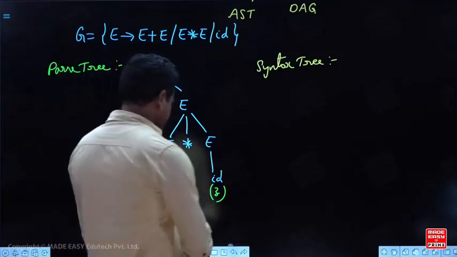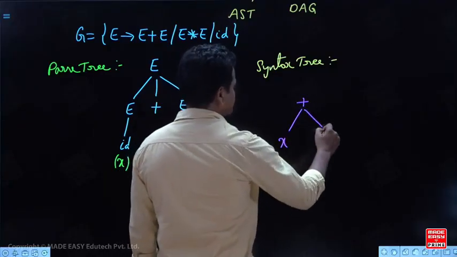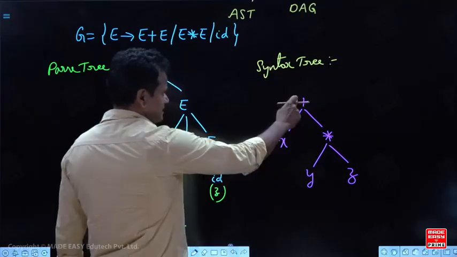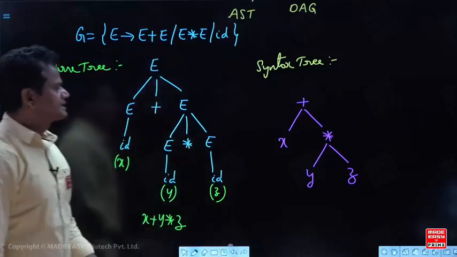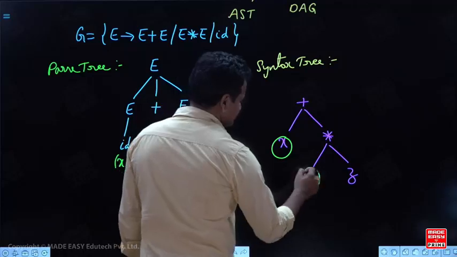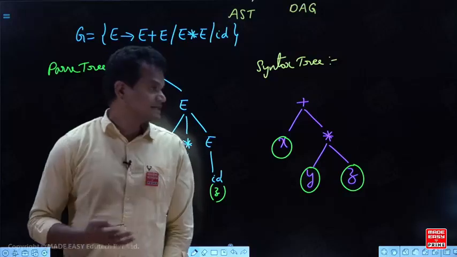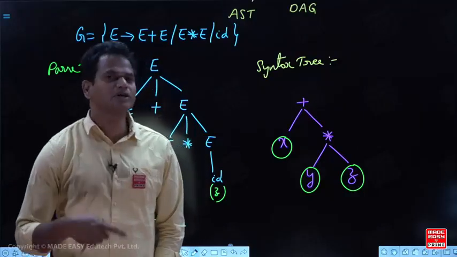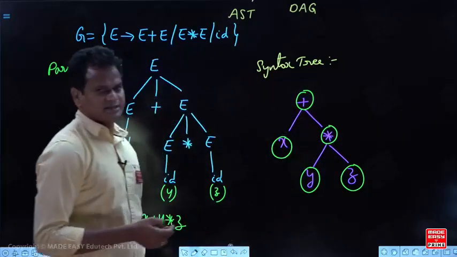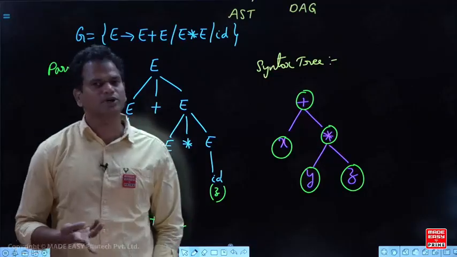What is the syntax tree? The syntax tree for this is x plus y star z. In a syntax tree, the leaves are variables, or you can say identifiers or constants, and the internal nodes are operators. So the internal nodes are operators and the leaves are either variables or constants.